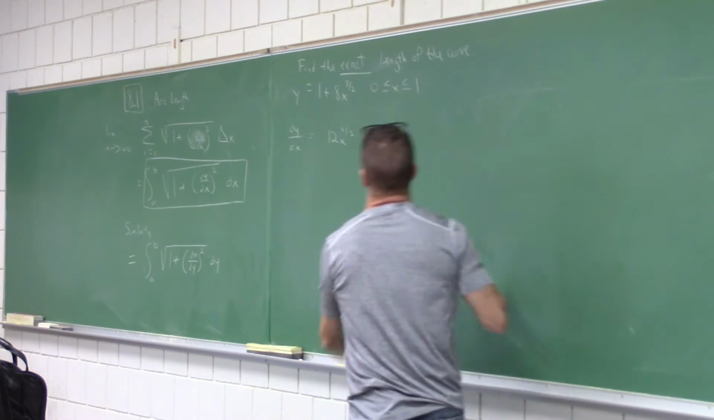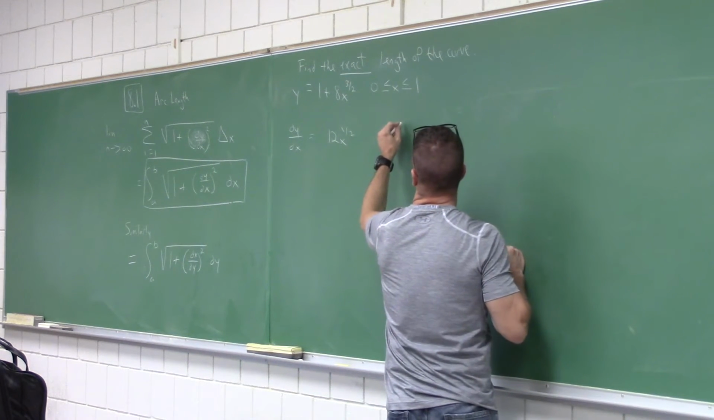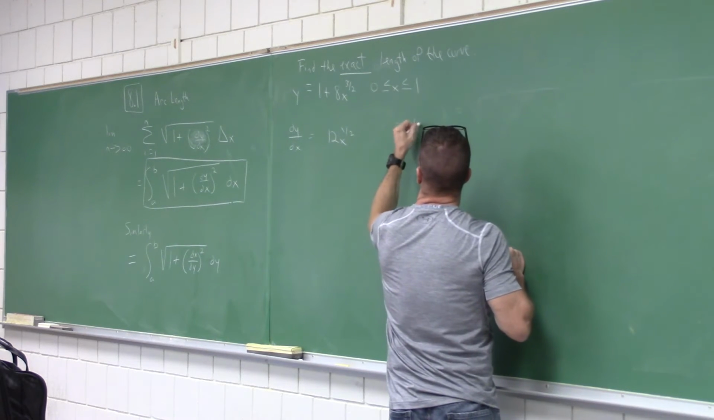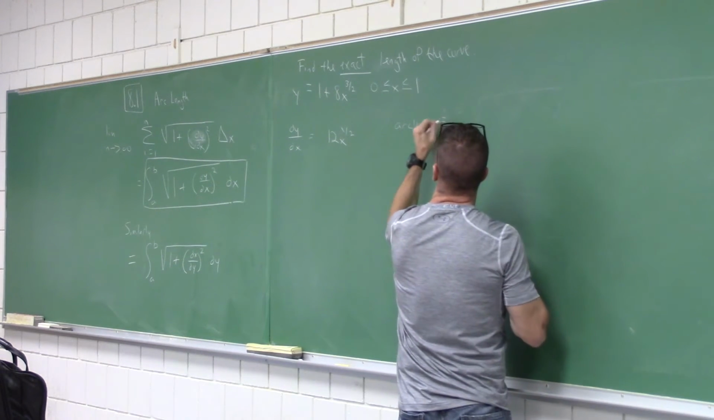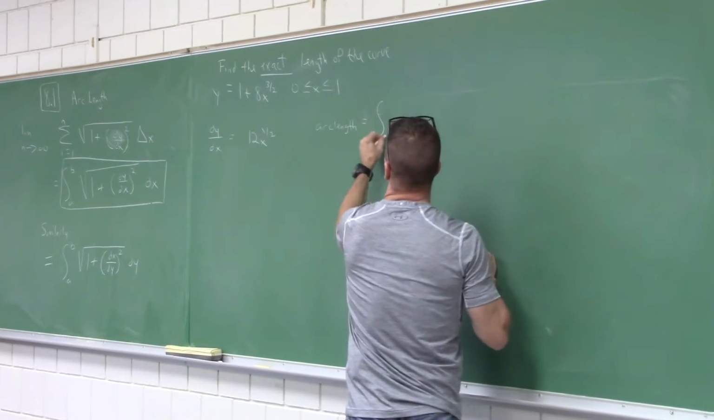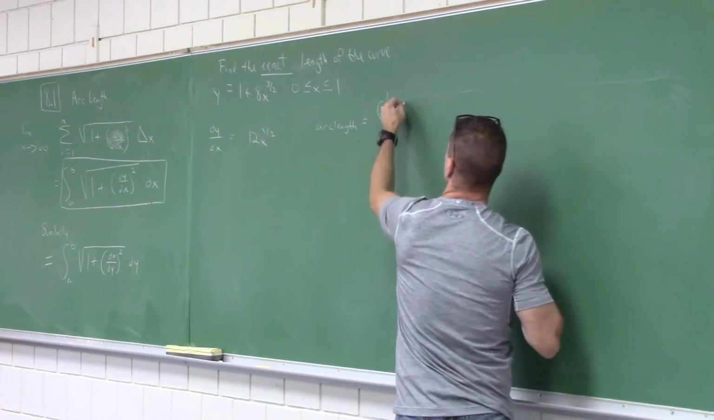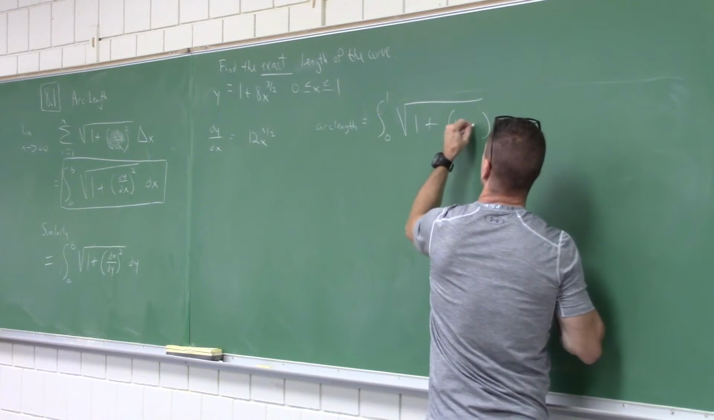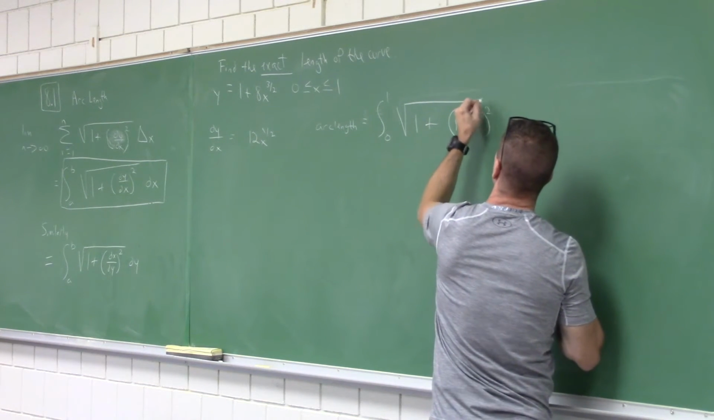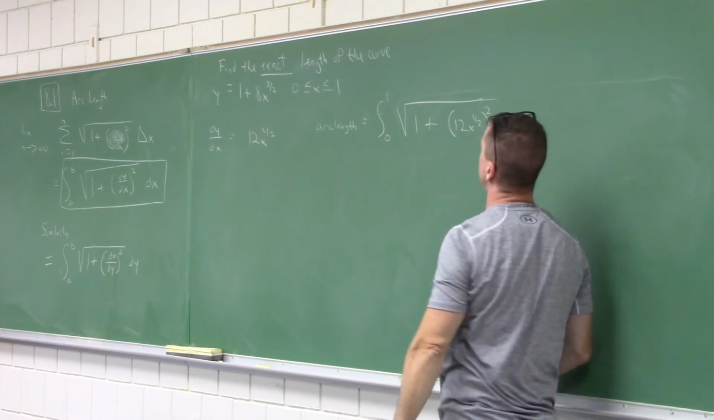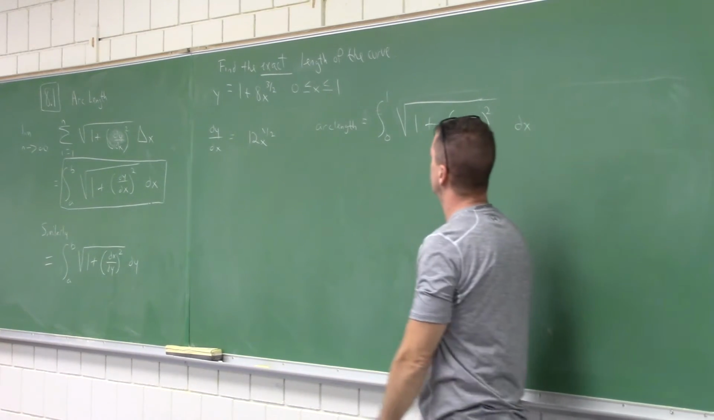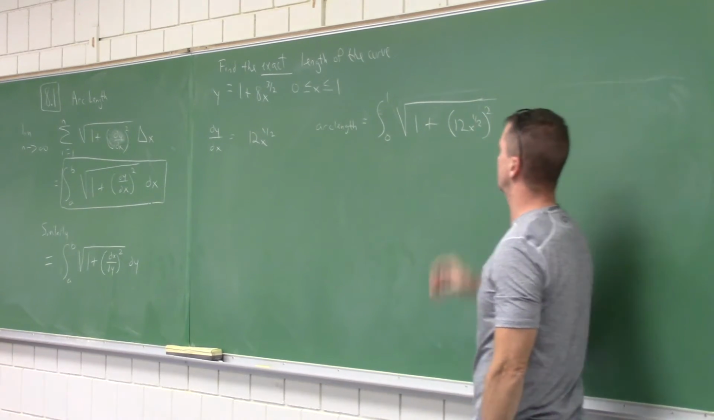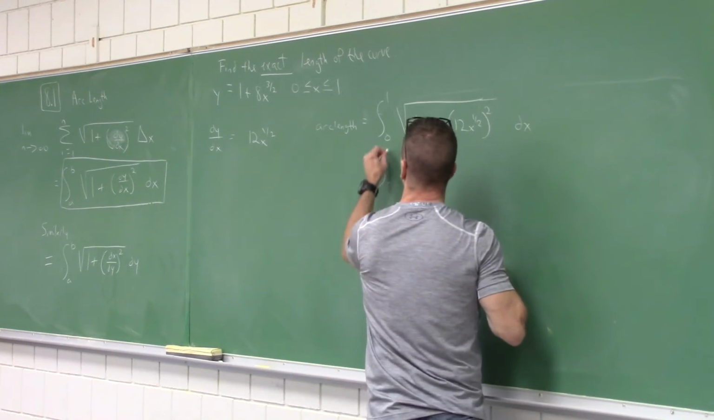All right. So let's set up. This would be the length of the arc. Arc length equals integral 0 to 1 square root 1 plus all that squared dx. But we'll simplify that first. 12 squared is what? 144.